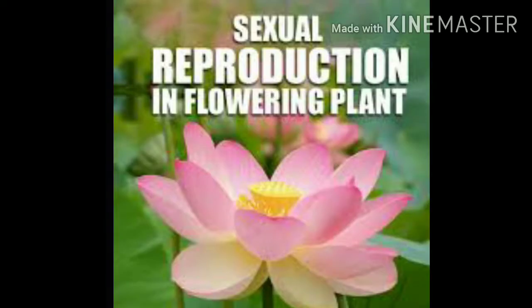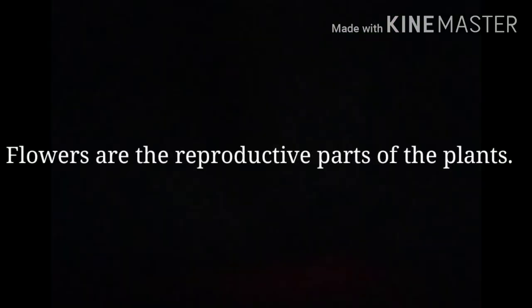Let us proceed with chapter 2, that is sexual reproduction in flowering plants. For that we have to study the flowers, which are the parts of the plant treated as sexual part, sexual organ. Actually, what is a flower?